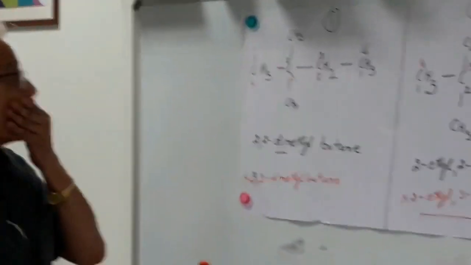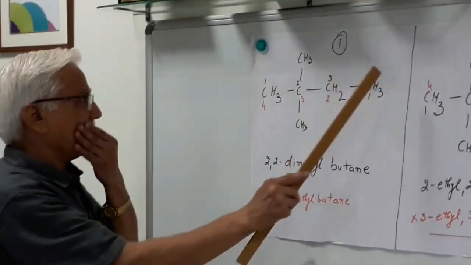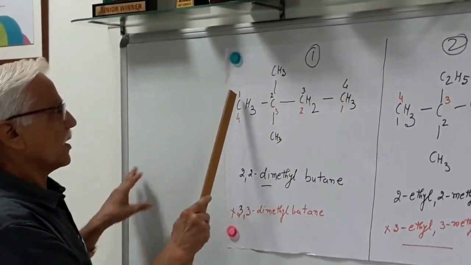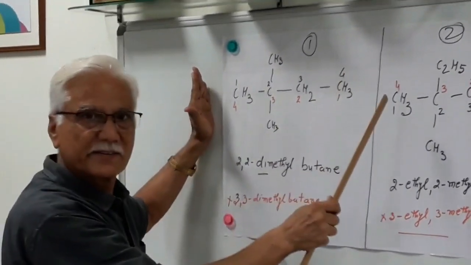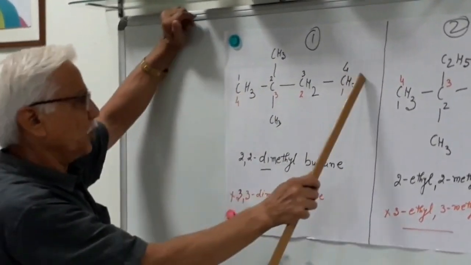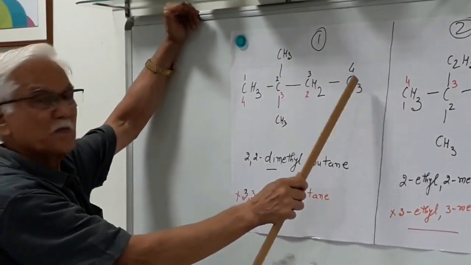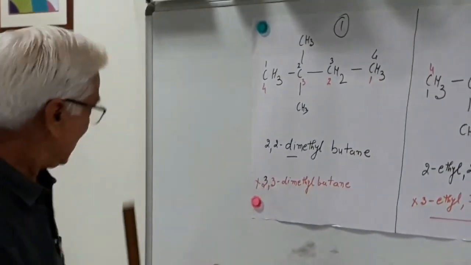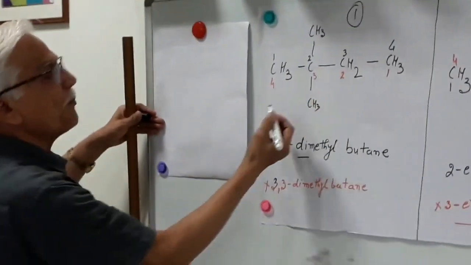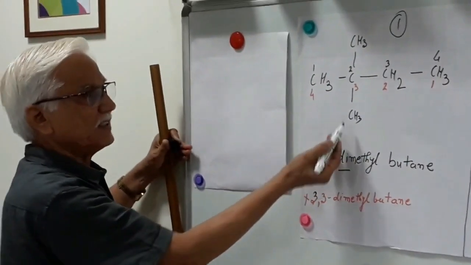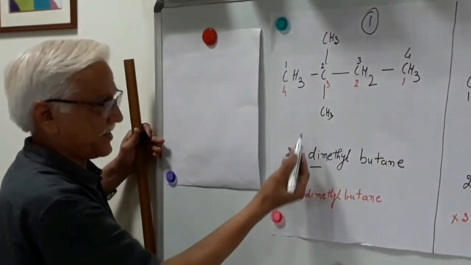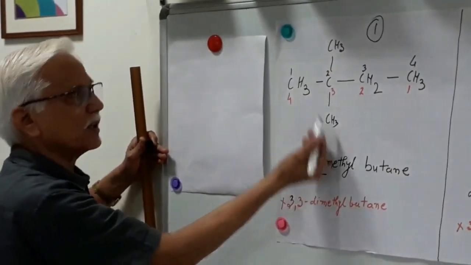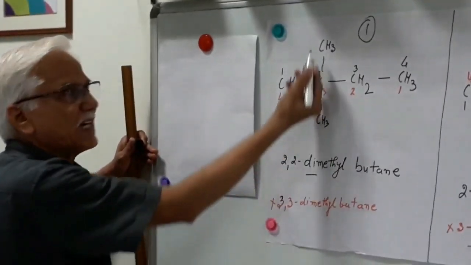That we will decide. So if I go with black, I am taking black: 1, 2, 3, 4, going from left to right. Then the root word is but. Now before the root word, the prefix. Is there any side chain? Yes. 2 side chains are present.